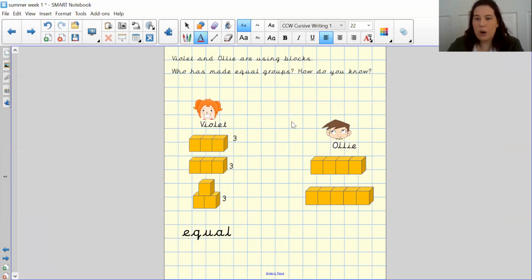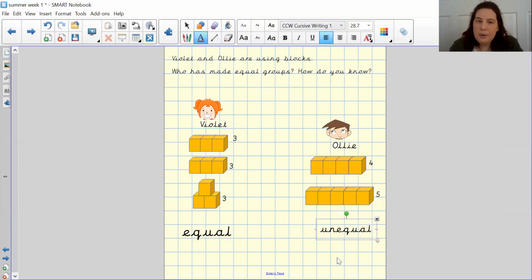Let's double check now what Ollie has. So he has 1 group, 2 groups. Let's count them. 1, 2, 3, 4. Well, Ollie has 4 in his first group. Let's count the second. 1, 2, 3, 4, 5. So has Ollie got an equal or an unequal amount of groups? Well done. He has unequal groups. Oops, Miss Missouri's done a mistake.